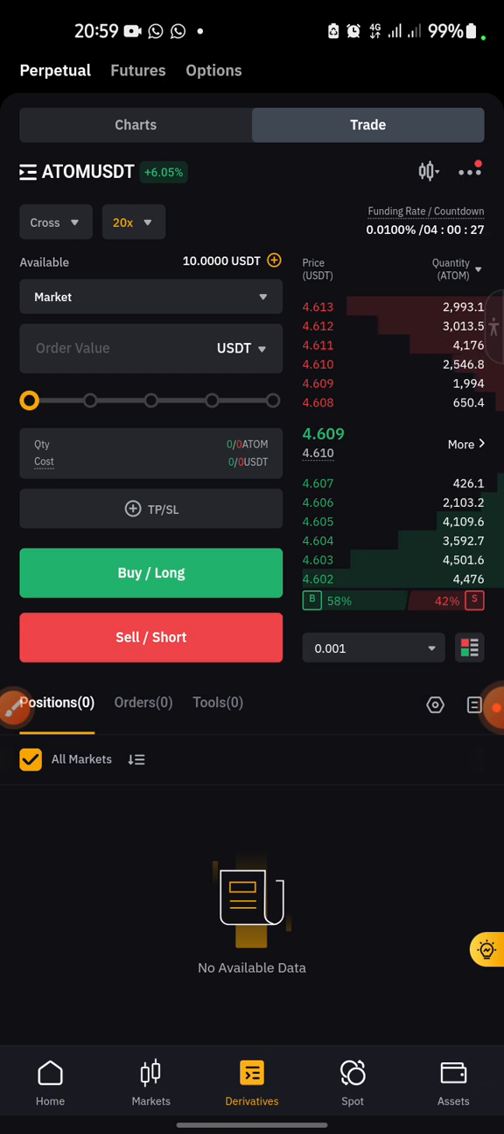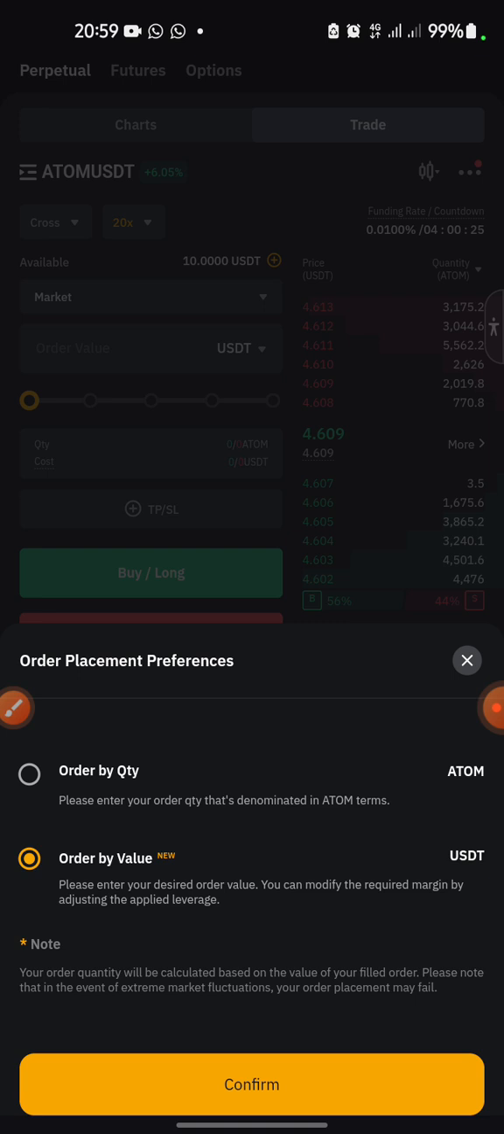Because of the pair we're in, we can click this drop down, the USDT, then we'll have order by quantity, which has your ATOM here, then we'll have order by value in USDT. What we'll be working with is order by value, which is USDT, because USDT is a stable coin, so it's quite easy to do some calculation with the USDT. So we click on order by value USDT.